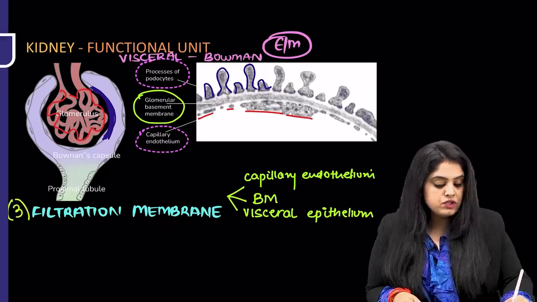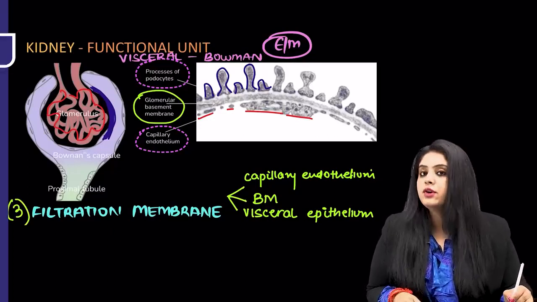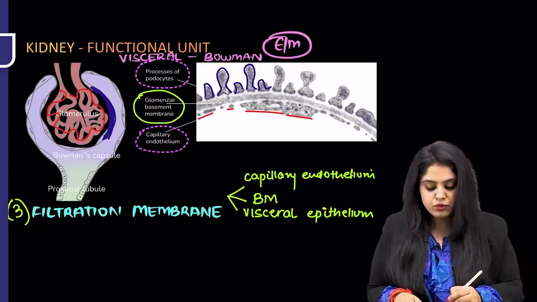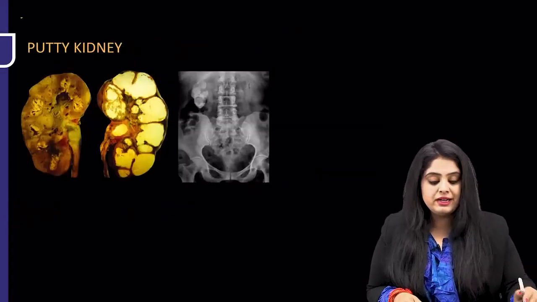So a filtration membrane has three layers, and that is where your urine is filtered. Now we are going to start with an image fest where I'm going to show you all the gross appearances that you get in the exam.